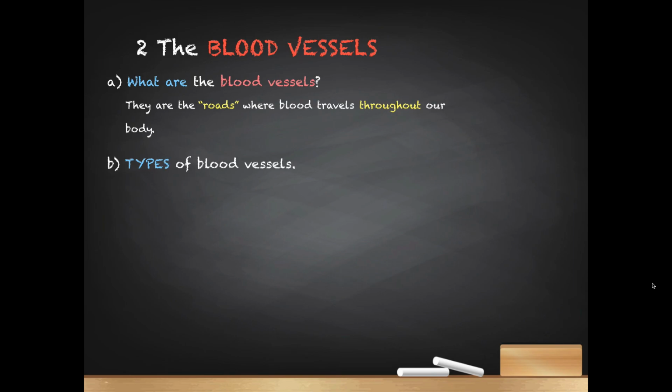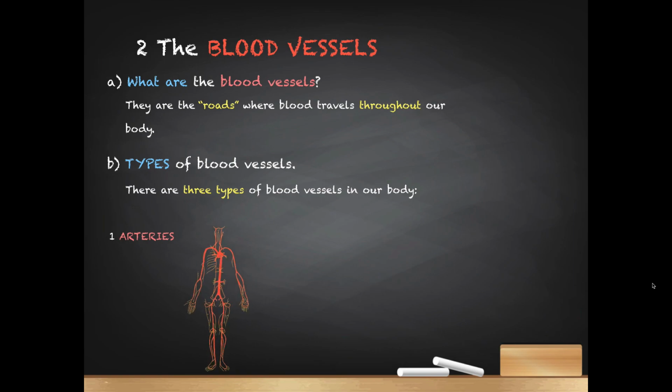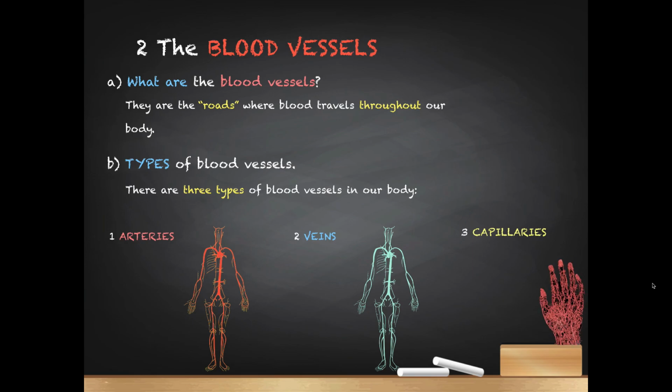And in our body, we have three types of blood vessels. We have arteries. You can identify arteries: they are red. Number two, veins. You can identify the veins because they are blue. And finally, we have capillaries. And you can identify capillaries because they are super small. They are so small.